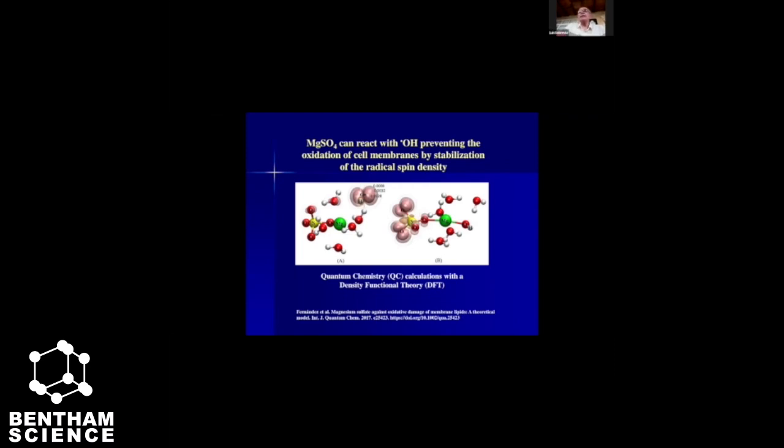Here we have the magnesium sulfate and the hydroxyl radical, and here, with the interaction of the magnesium sulfate, there is a stabilization of the free radical spin density. This is very important because this could be the first explanation of why magnesium sulfate can act as an antioxidant during preeclampsia.